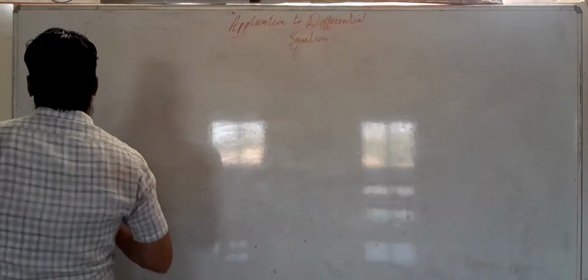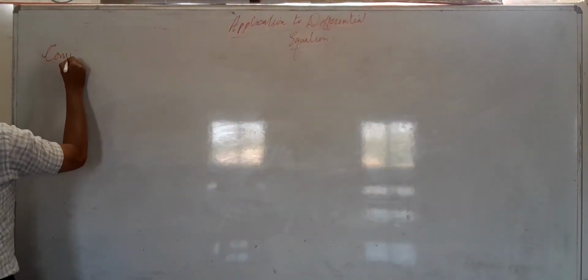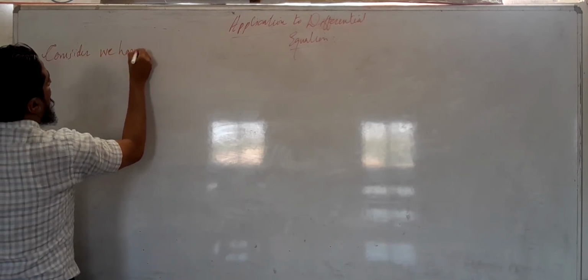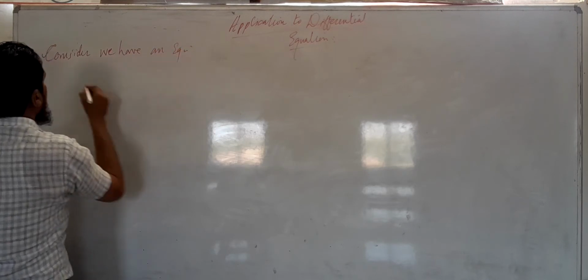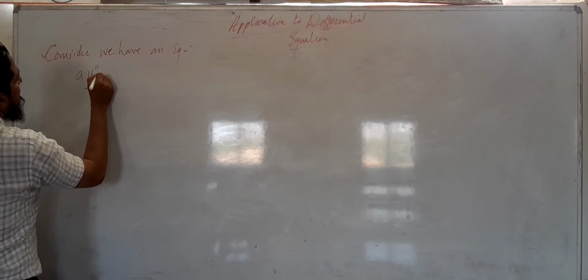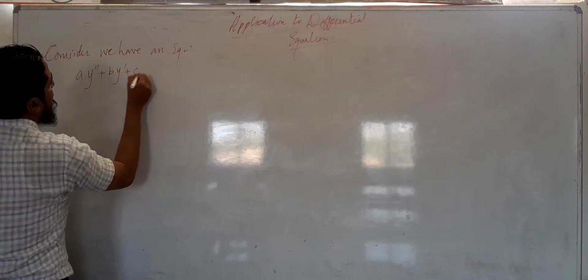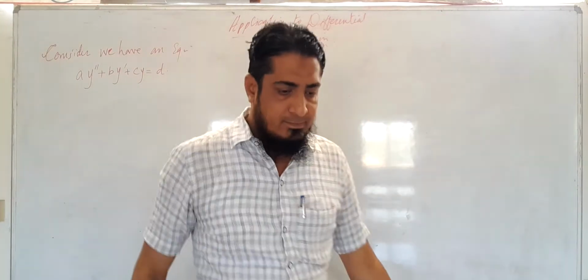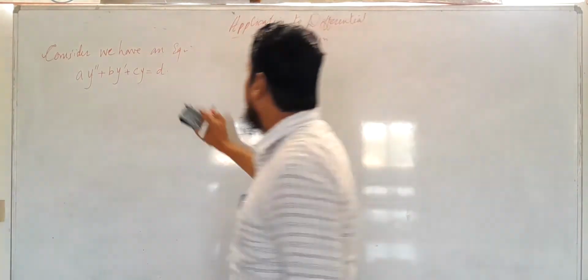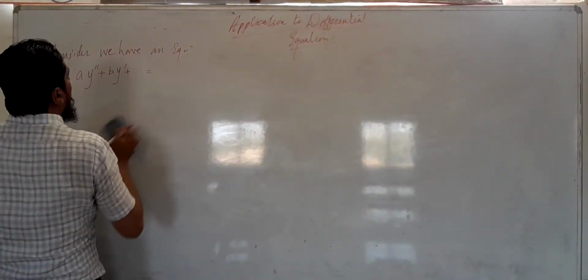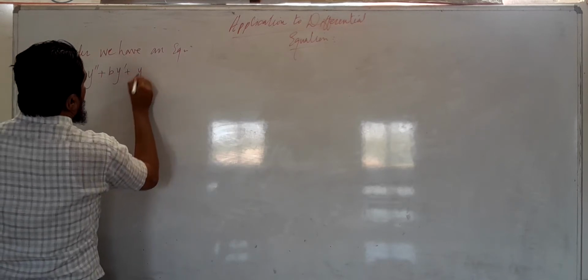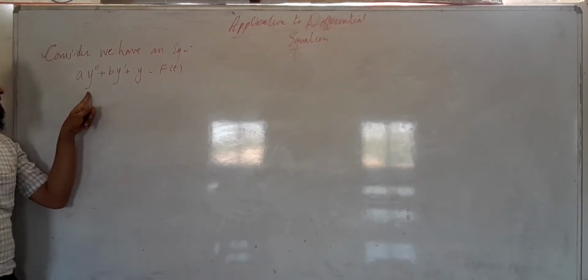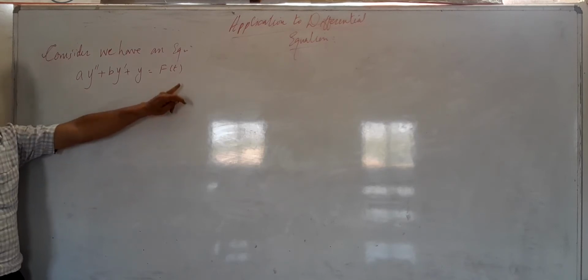So consider we have one equation: a y double dash plus b y dash plus c y equals f of t, where y is the dependent variable and t is the independent variable.